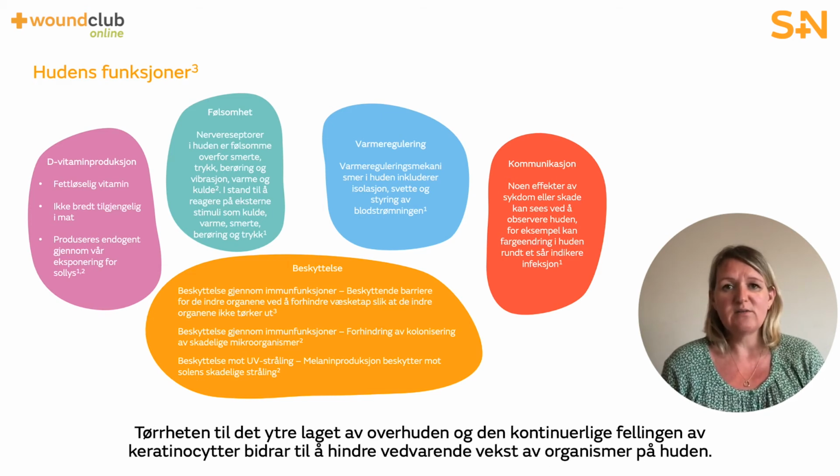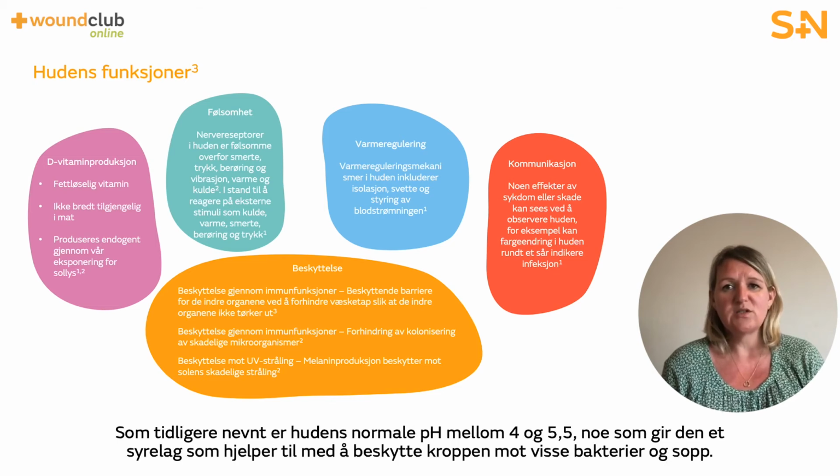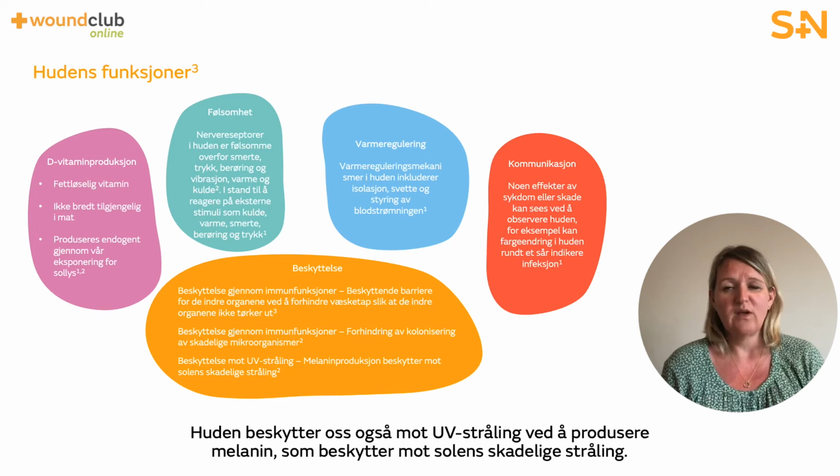The dryness of the outer layer of the epidermis and the continual shedding of keratinocytes assists in preventing any sustained growth of organisms on the skin. As previously mentioned, the normal pH of the skin is between 4 and 5.5, giving it an acidic mantle that helps protect the body from certain bacteria and fungi. Further protective elements of the skin include protection from UV radiation by producing melanin that protects against the harmful rays of the sun.